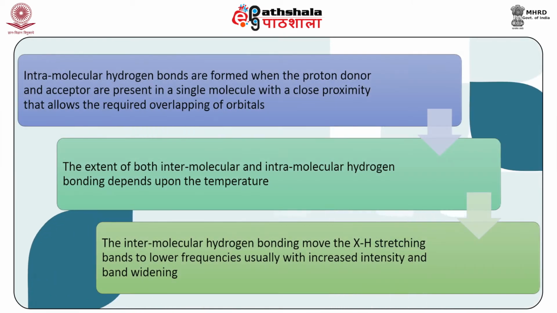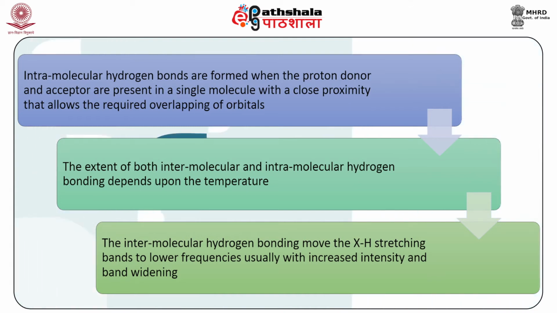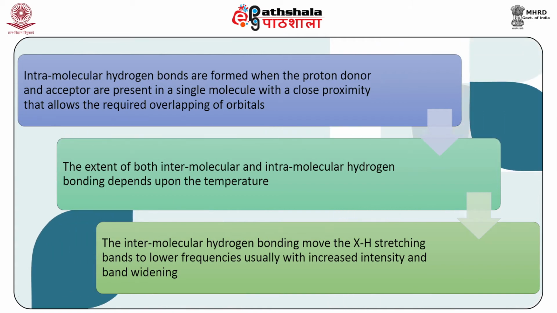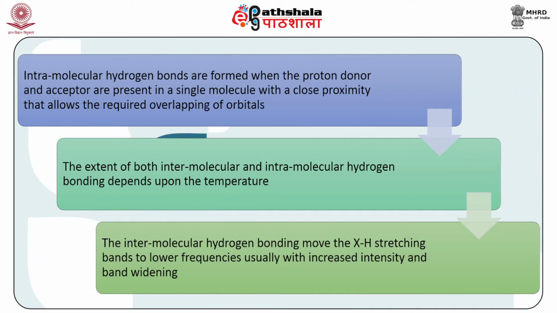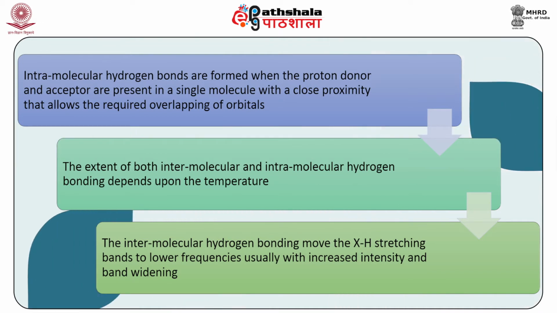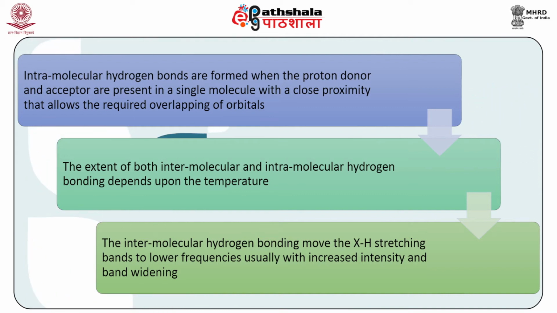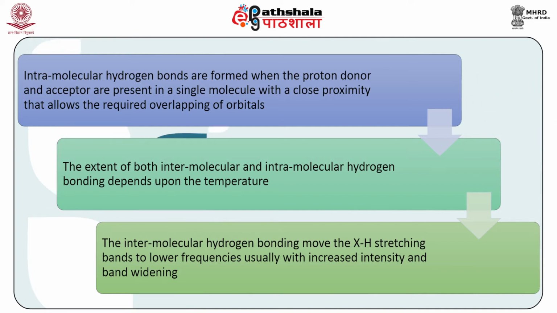However, intramolecular hydrogen bonds are formed when the proton donor and the acceptor are present in a single molecule in close proximity that allows the required overlapping of orbitals. The extent of both intermolecular and intramolecular hydrogen bonding depends upon temperature. The intermolecular hydrogen bonding moves the XH stretching bands to lower frequencies, usually with increased intensity and band widening.